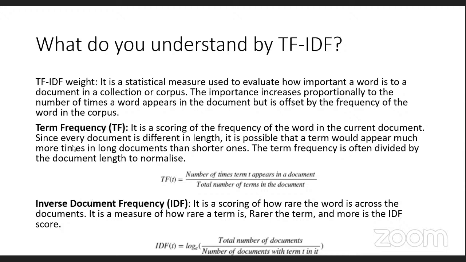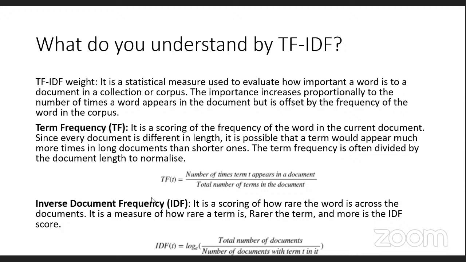What does term frequency mean? Term frequency means the number of times a word appears. If you consider this as one document, from here to here, for an individual word, how many times is it coming in that document? One, divided by the total number of terms in that document. 1, 2, 3, 4, 5, 6, 7, 8, 9, 10, 11, 12, 13, 14. 1 by 14 is the TF of that token in that document. That is term frequency.